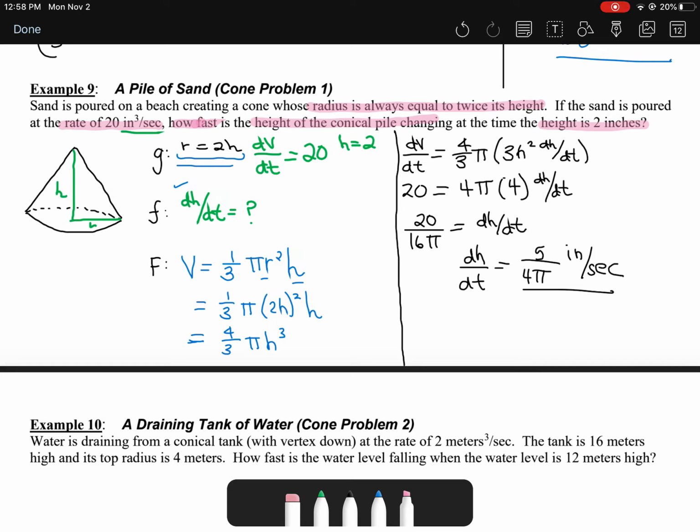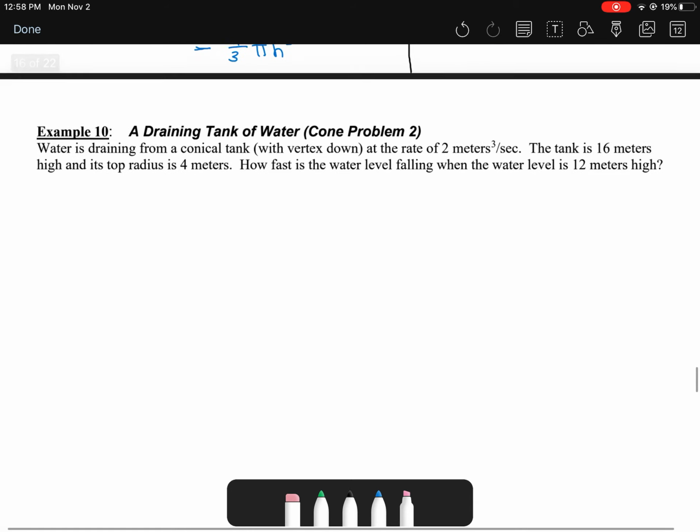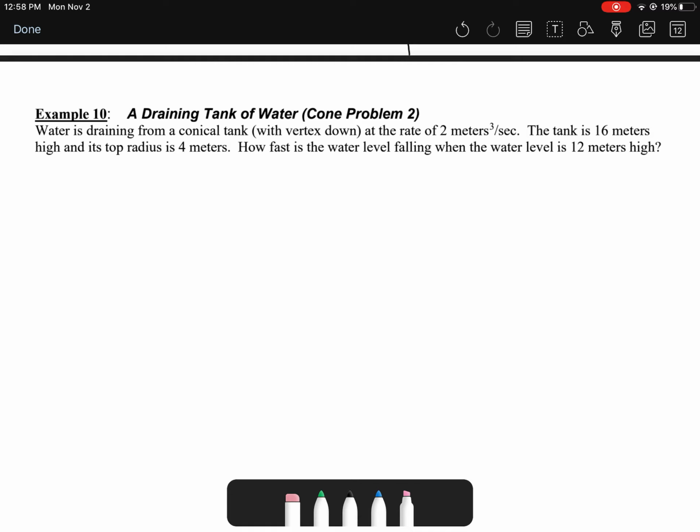So you definitely should know the volume of a cone. I think that does help here, because we do see these problems quite a bit. AKA, we're seeing it again. Okay, so this time it's draining. Water is draining from a conical tank with vertex down, at a rate of 2 meters cubed per second. The tank is 16 meters high, and its top radius is 4 meters. How fast is the water level falling when the water level is 12 meters high?